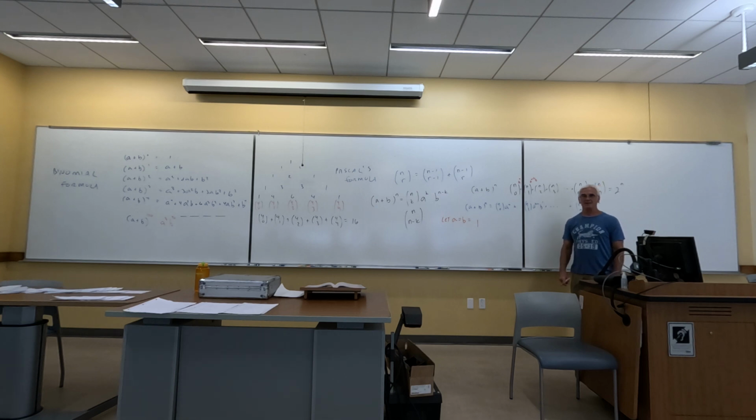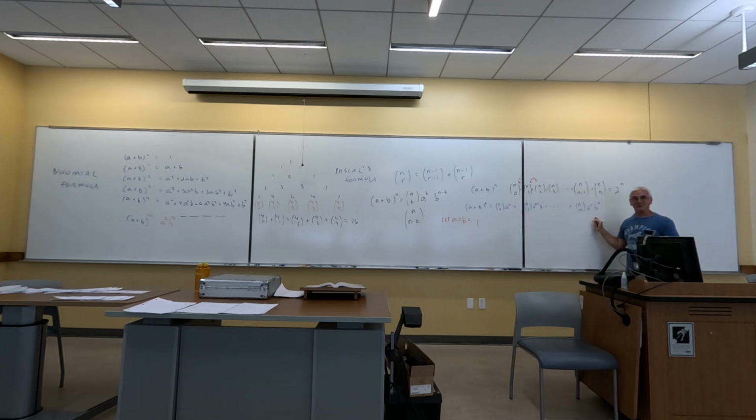Let a equal b equal 1. Then what will you have on the left side? 2 to the n. What will you have on the right side? N choose 0 times 1 plus n choose 1 times 1 all the way to n choose n. Isn't that beautiful? That's the proof. That's it. We just proved this. That's kind of cool, isn't it?